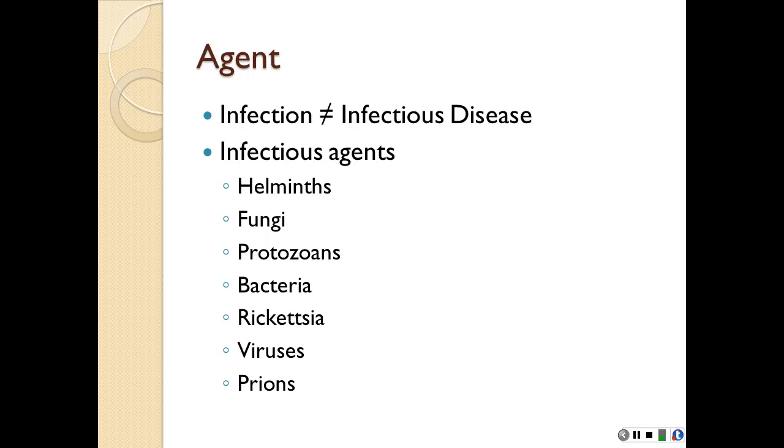So we can classify infectious agents according to their size, structure, and physiology. These are the major types of infectious agents. Helminths, which are worms, fungi, protozoans, bacteria, rickettsia, viruses, and prions. And prions are the newest ones. That's what mad cow disease is. Fun stuff.